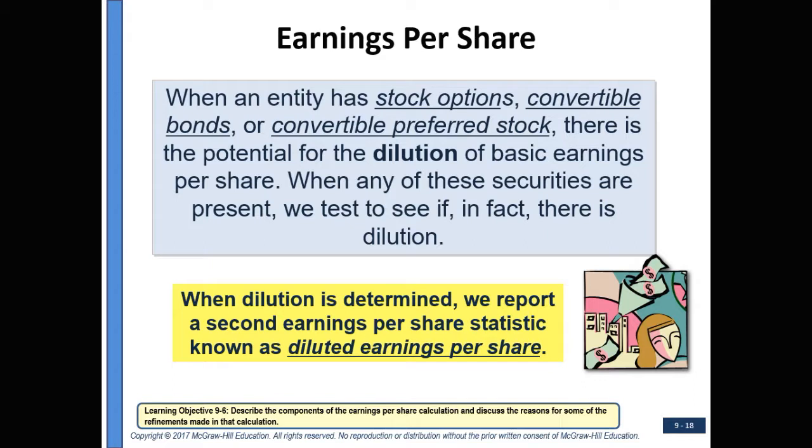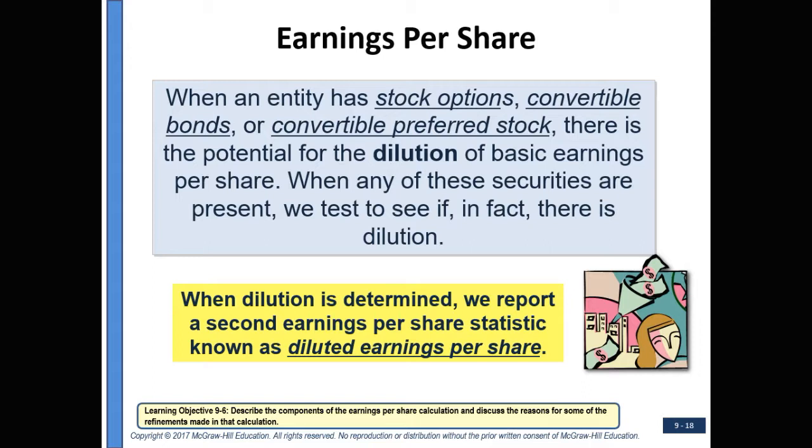Now, there are some things that can happen that create an additional calculation of earnings per share that you will find on the face of an income statement. If there are stock options, convertible bonds, or convertible preferred stock, there is the potential for the dilution of basic earnings per share. When any of these types of securities are present, we test to see if, in fact, there is dilution. When dilution is determined, we report a second earnings per share statistic that is known as the diluted earnings per share.